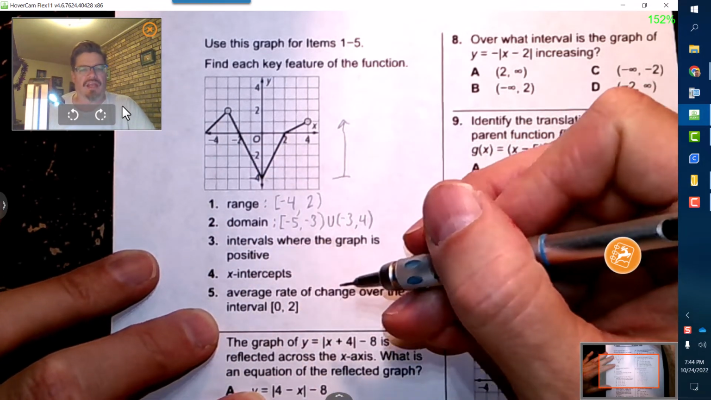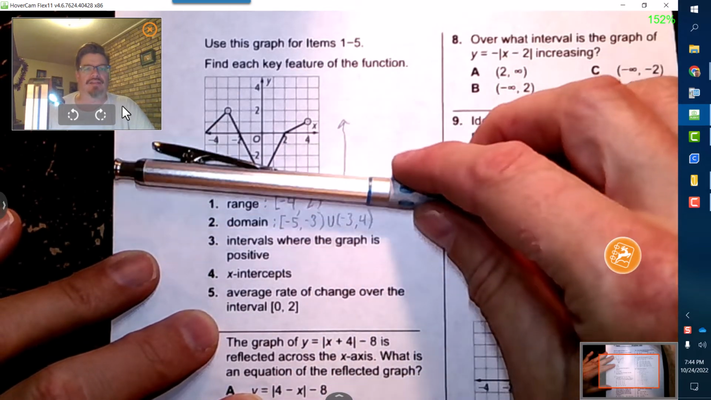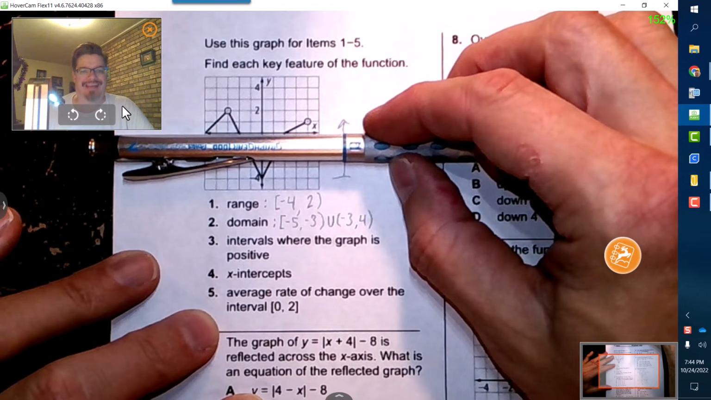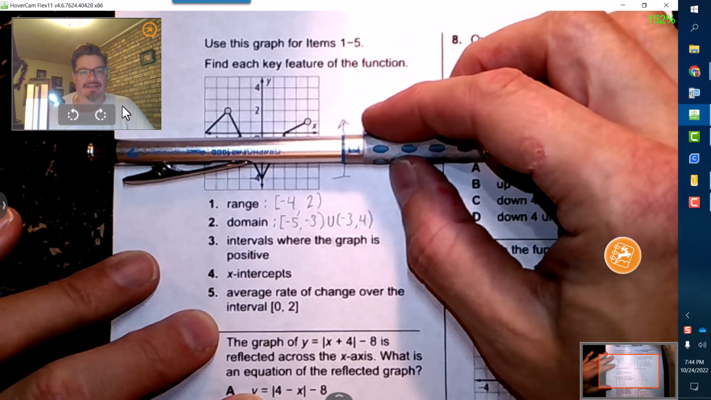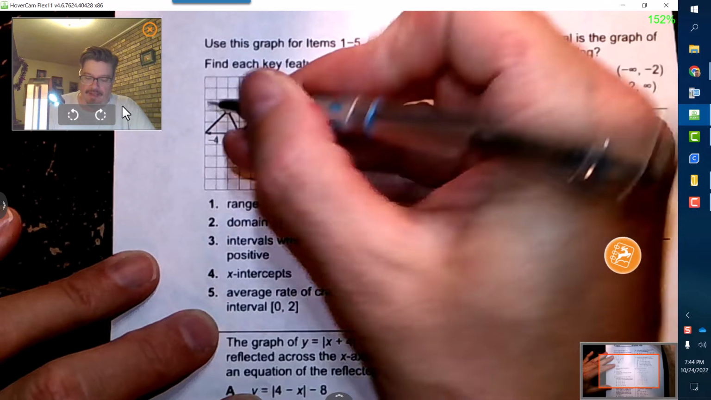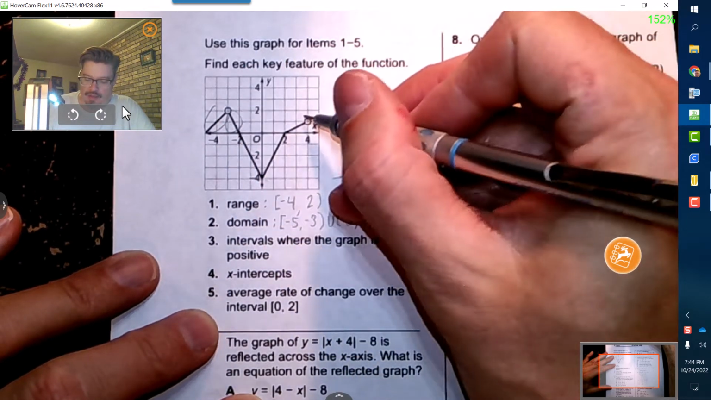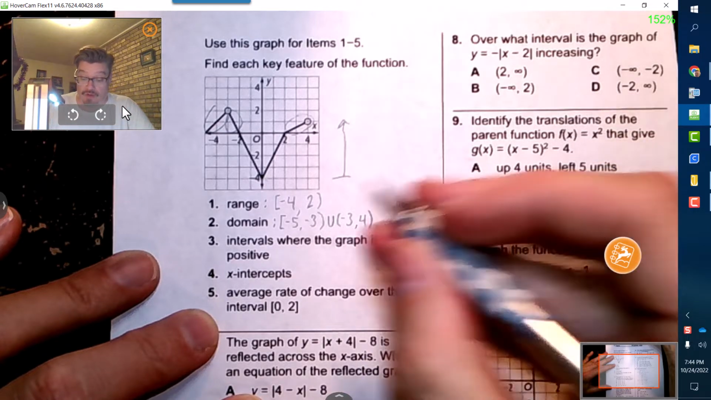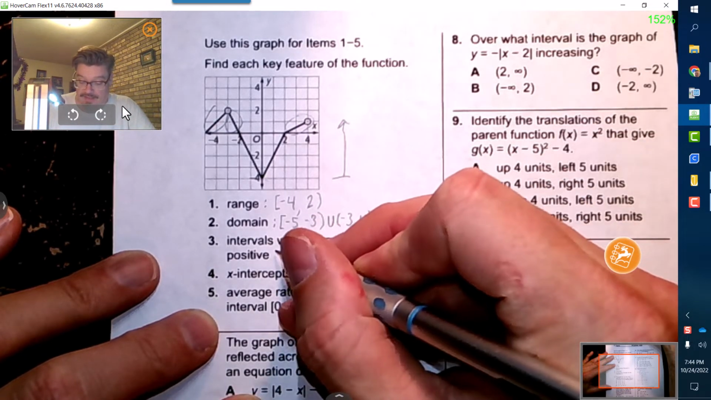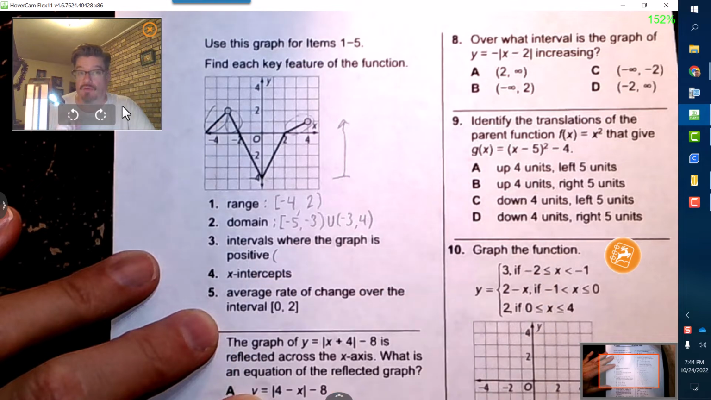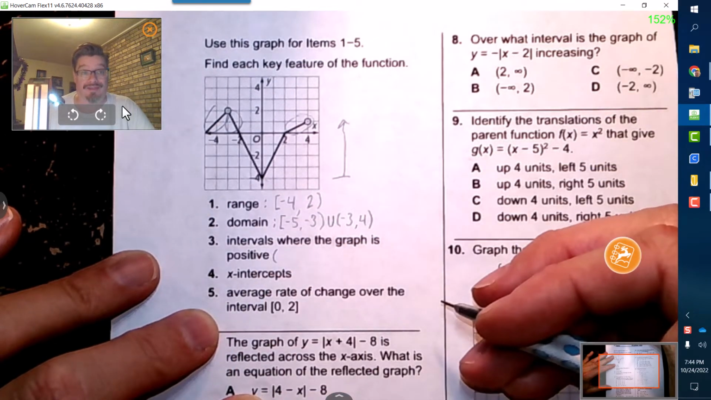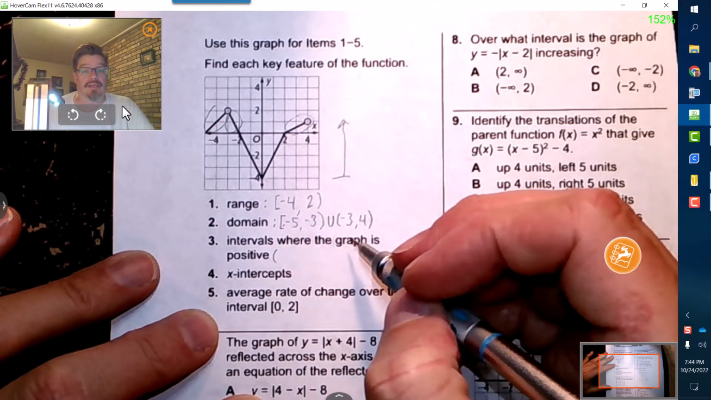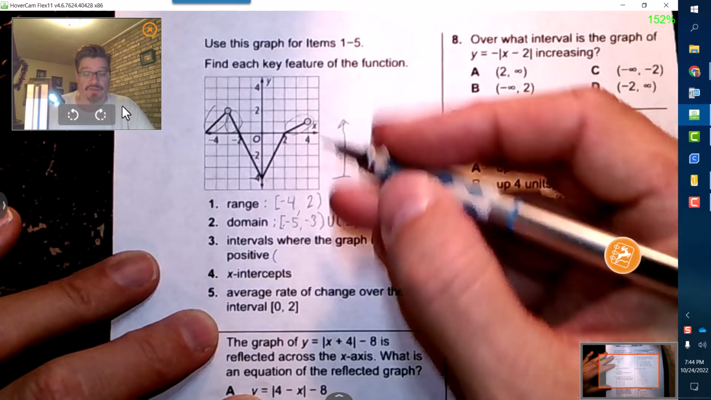Now where are the intervals positive? Remember, positive means that we just want the part of the graph that is actually above the x-axis. And what I see there is 3 pieces. I see 1, 2, and 3. Those 3 pieces are actually above the x-axis. Now remember, positive intervals, I don't include 0. So these will always be in parentheses, not brackets. So increasing or positive intervals are going to go from negative.